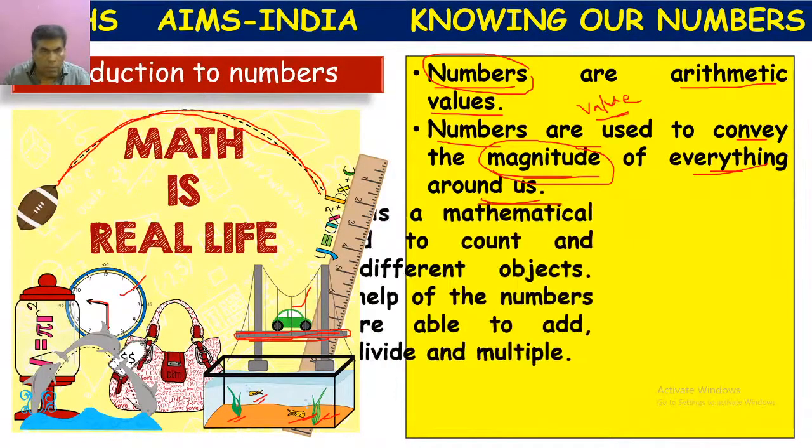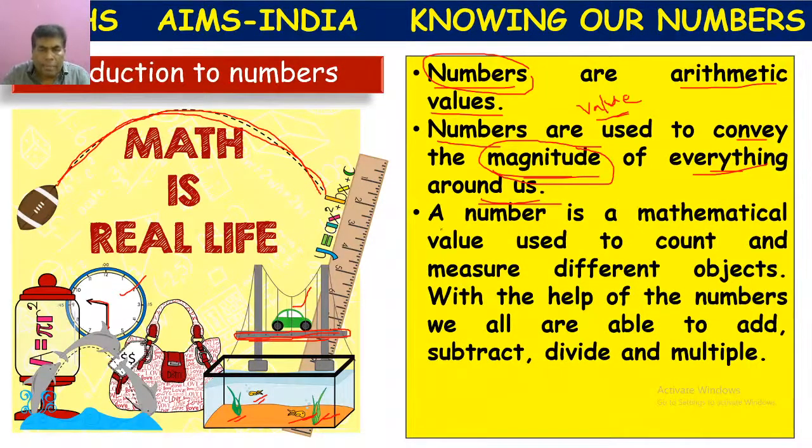Okay. So next, a number is a mathematical value used to count. Its main purpose is counting. Used to count and measure different objects. So numbers are mainly used for counting. Not only for counting, we can also make use of them for measuring different kinds of objects.